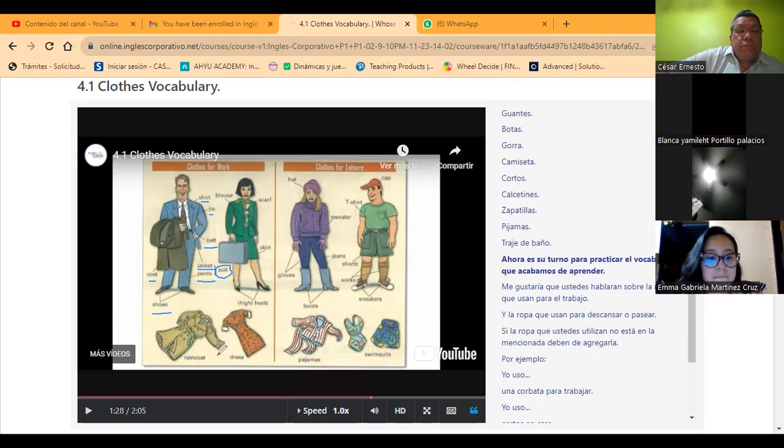Shoes. Raincoat. Dress. High heels. Now let's see. Guys, this is for work, right? Work, formal things. You go to the office, formal, formality. But then we have leisure, more casual, more relaxing. This is leisure. Leisure time, leisure.